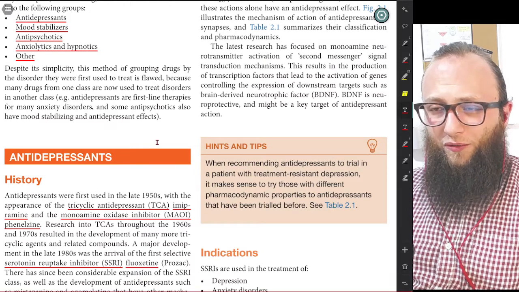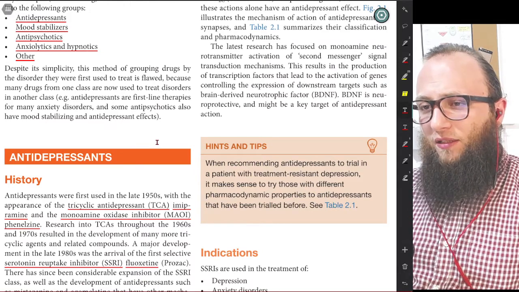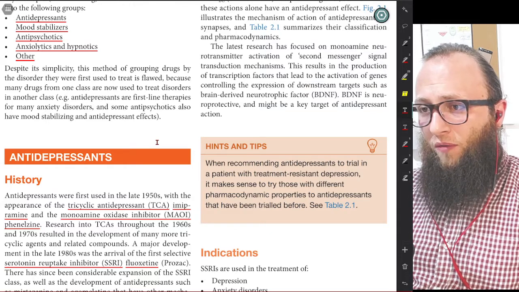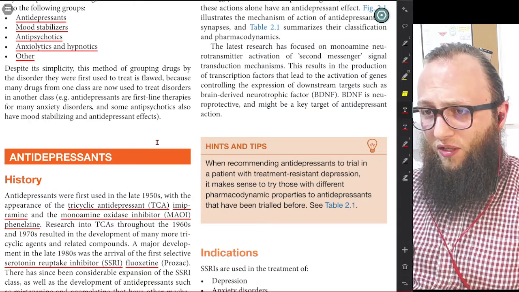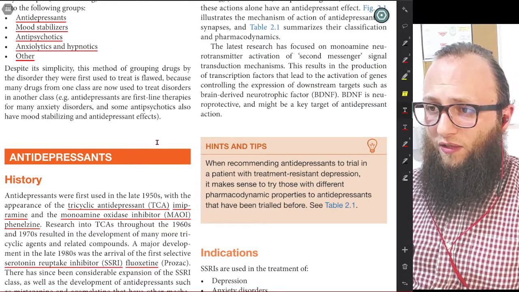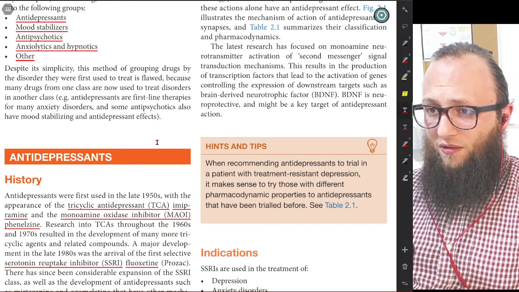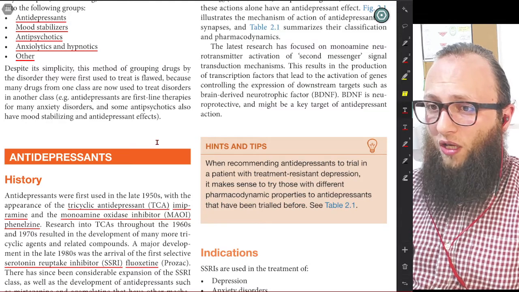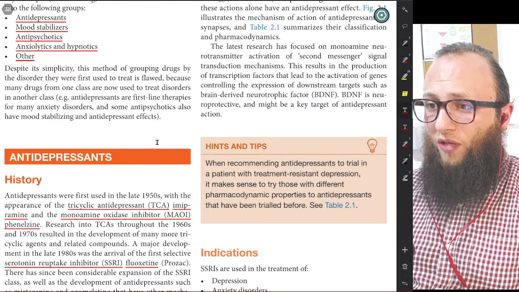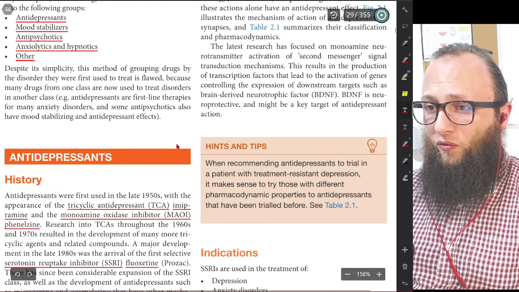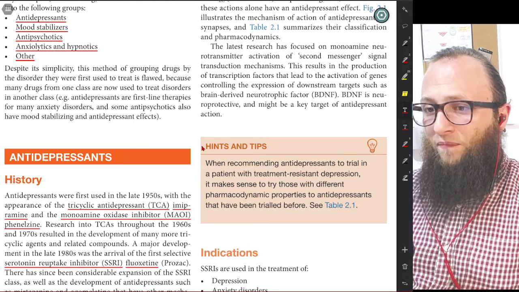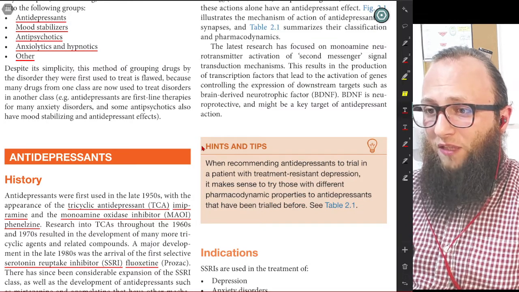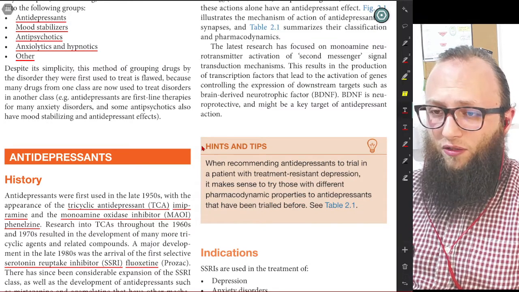we should continue. The latest research has focused on monoamine neurotransmitter activation of second messenger signal transduction mechanisms. This results in the production of transcription factors that lead to the activation of genes controlling the expression of downstream targets, such as brain-derived neurotrophic factor. Brain-derived neurotrophic factor, BDNF, is neuroprotective and might be a key target of antidepressant action.